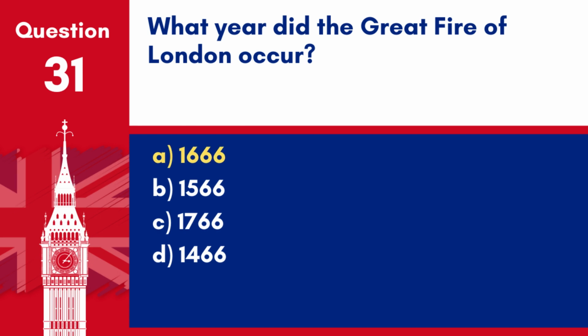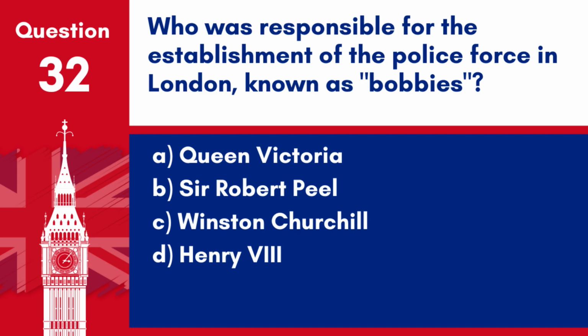Answer: A. 1666. The Great Fire of London occurred in the year 1666. Question 32. Who was responsible for the establishment of the police force in London, known as Bobbies? A. Queen Victoria. B. Sir Robert Peel. C. Winston Churchill. D. Henry VIII.